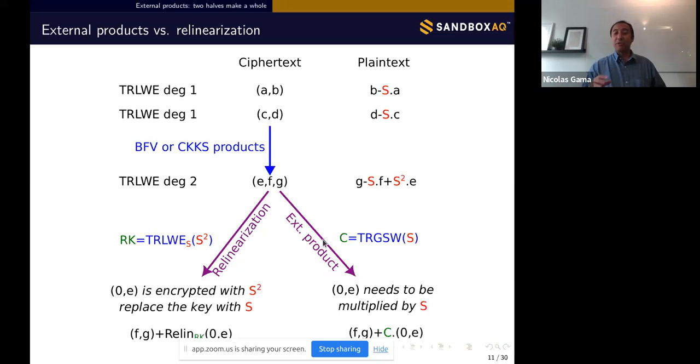In Chimera, it was more an arithmetic approach that was chosen, so something that derived from the external product. The external product was a secret multiplication by S, so once I'm able to evaluate a secret multiplication by S, I'm able to compute any polynomial in S. And if I apply that to the same ciphertext 0E that encrypts SE, and I multiply it by the secret S, it will encrypt S2E, which is the last term. So the external product was the arithmetic interpretation of the relinearization. In one case, it was a key switch, in the other, it was a product.